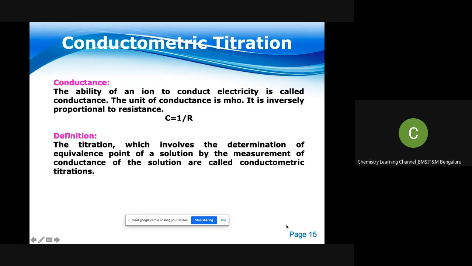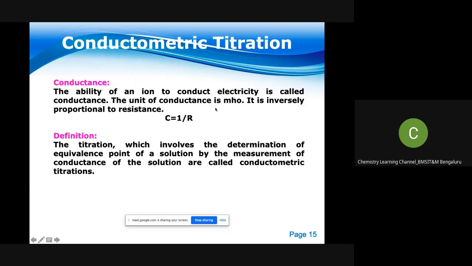We are going to measure the conductance of the solution by using an instrument called a conductometer, which is going to give us the conductance values of the solution. So what is conductance? Conductance is the reciprocal of resistance. How can we define it? We can define it as the ability of an ion to conduct electricity.